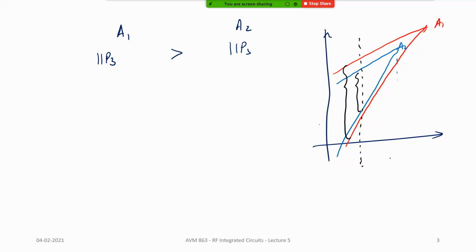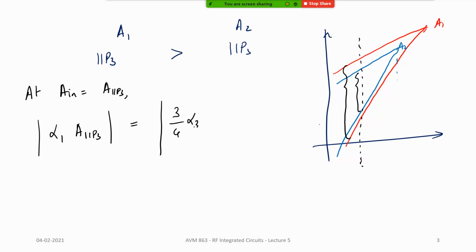If you use the linearized model, the IIP3 at A_N equal to, let's say, A_IIP3, what happens is alpha 1 times A_IIP3, that is the linearized, extrapolated curve, is supposed to be equal to 3/4 alpha 3 A_IIP3 cubed. So that is the IM curve. You don't talk about the compression. If you extrapolate them, this is mathematically what you will get.